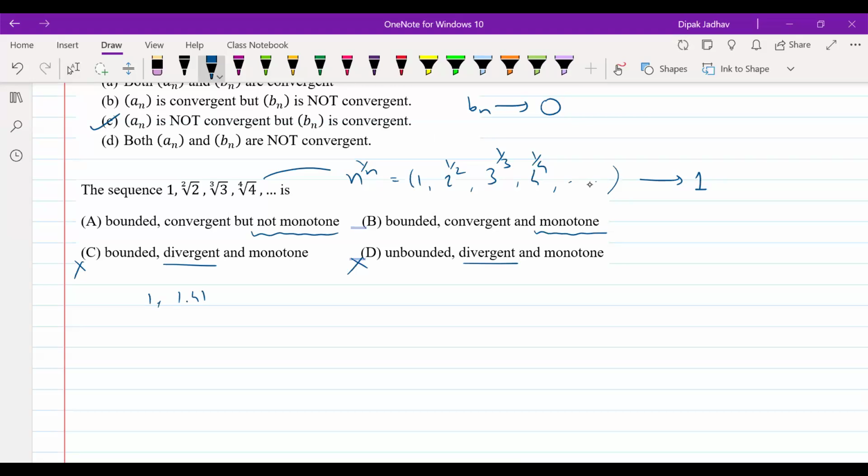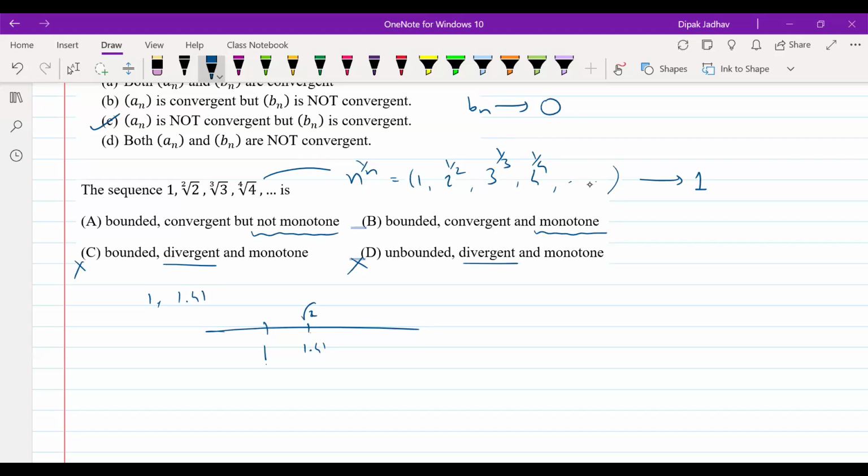Yes, that's a good observation. On the real line, if I plot, this is the first term, the second term is somewhere here, 1.41 approximately, that's root 2. And the limit is 1, so it has to again come back to 1. That's why it is not monotone.